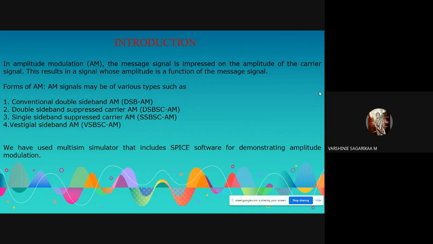Forms of amplitude modulation. AM signals may be of various types, such as conventional double sideband AM, double sideband suppressed carrier AM, single sideband suppressed carrier AM, vestigial sideband AM. We have used Multisim simulator that includes PSpice software for demonstrating amplitude modulation.